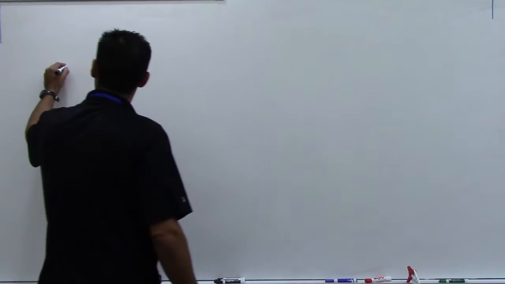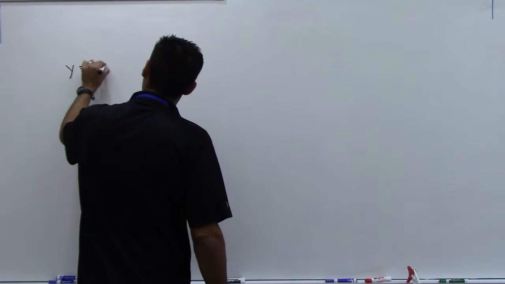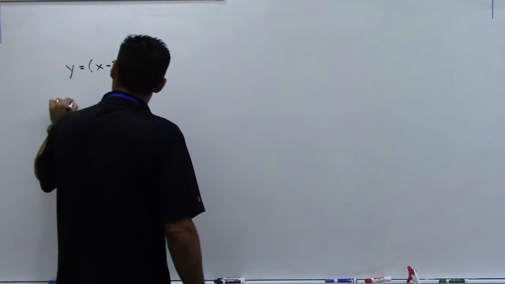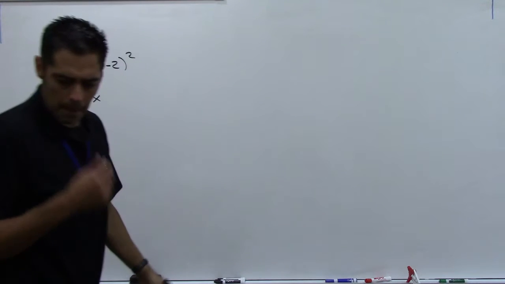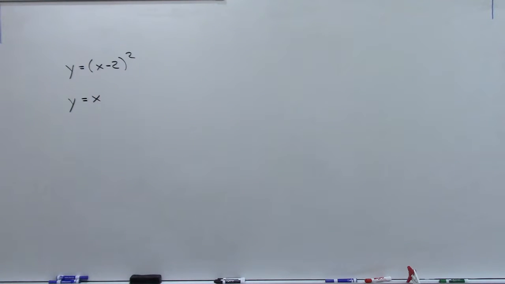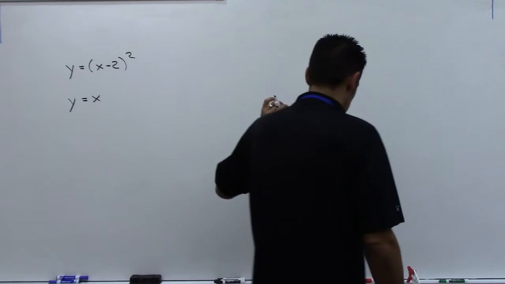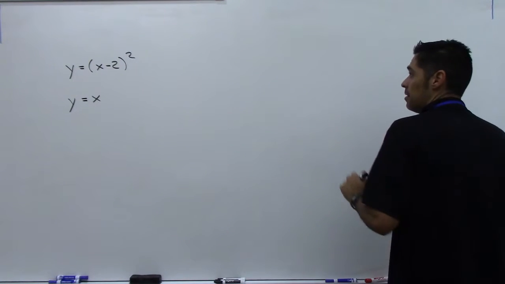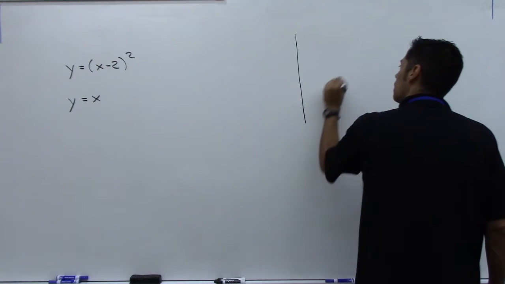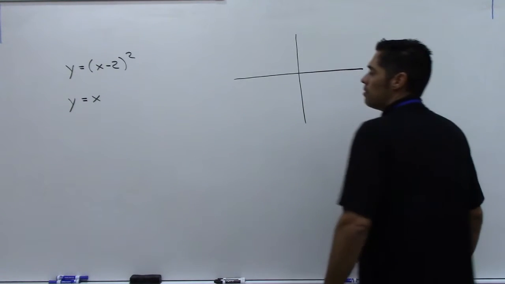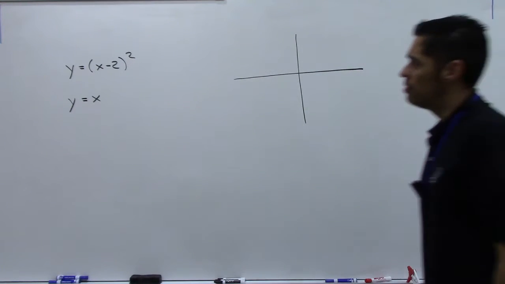All right, it gives you y equals (x minus 2) squared, y equals x. And that's all they give you. So we're going to find the region bounded by these two. We're going to sketch it. We're going to find the integral that represents its area. So (x minus 2) squared.